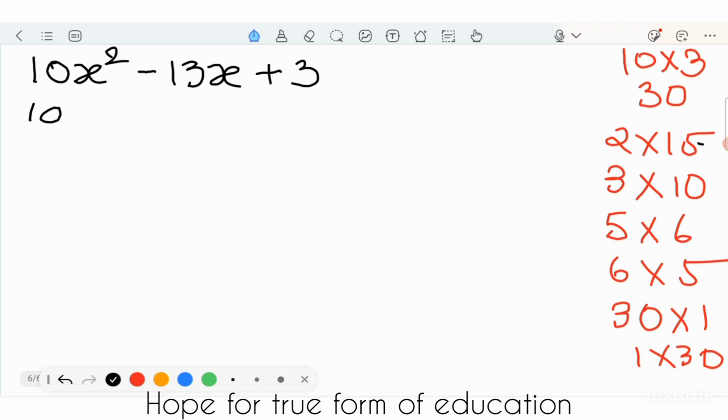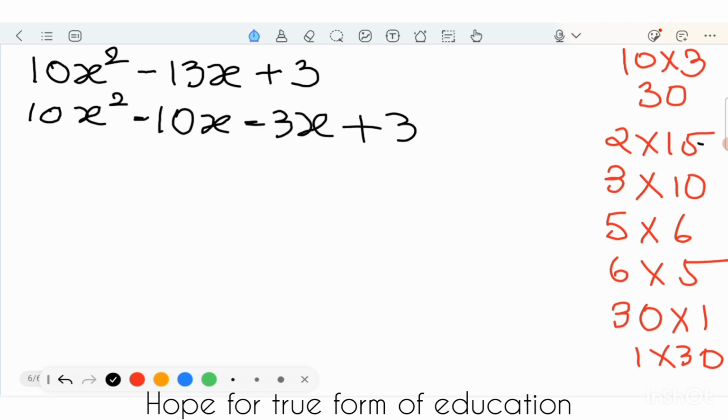10x square as it is. Here we have minus 3 and 3 into 10. We can write it as minus 10x minus 3x. Right? Got it? So yeah. Here we have minus 10 into minus 3 is obviously 30, and minus 10 plus minus 3 is minus 13. So we have successfully split it, and the two parts are part 1 and part 2.